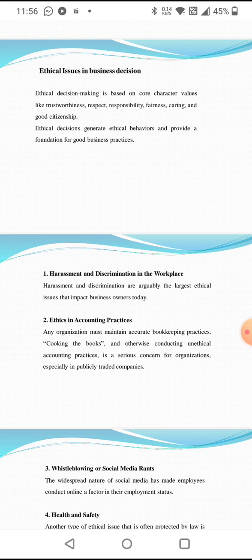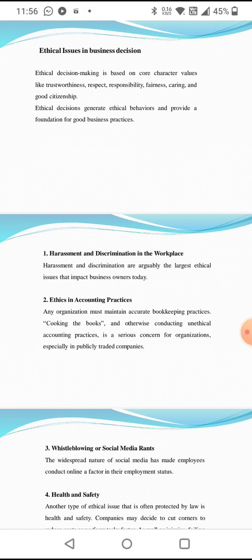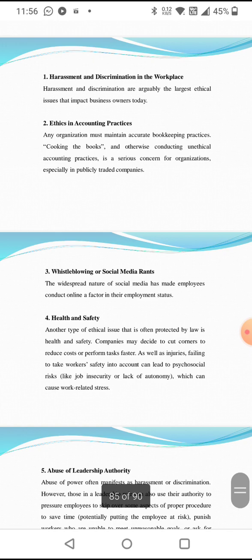Ethics and accounting practices. Any organization must maintain accurate bookkeeping practices. Cooking the books and otherwise conducting unethical accounting practices is a serious concern for organizations, especially publicly traded companies, especially when the organizations are large. Whistleblowing or social media rants. The widespread nature of social media has made employees' conduct online a factor in their employment status.